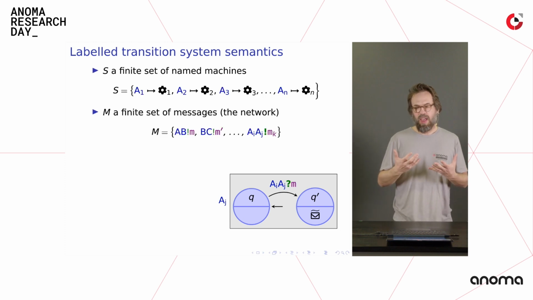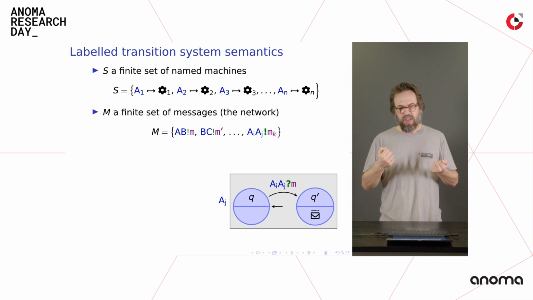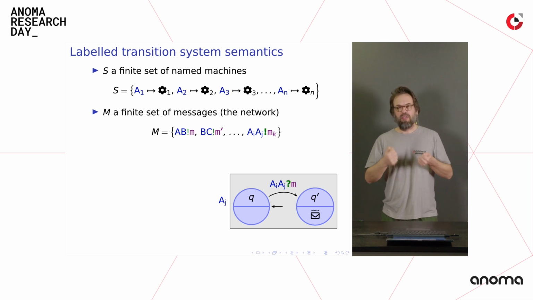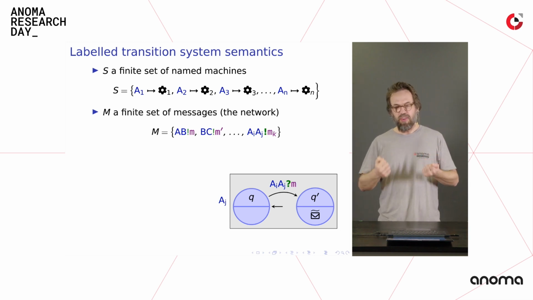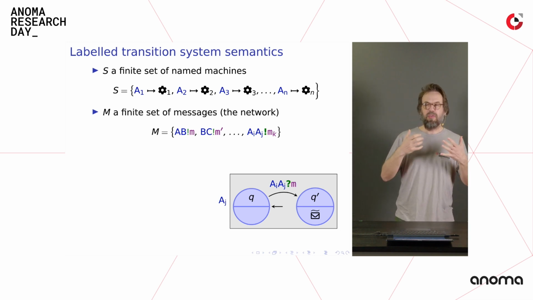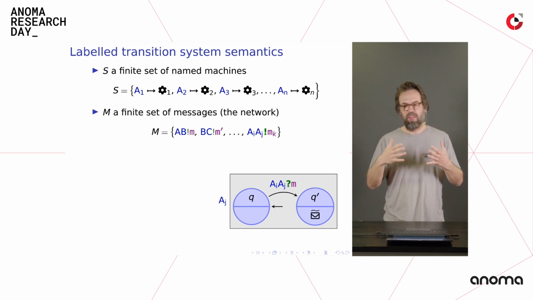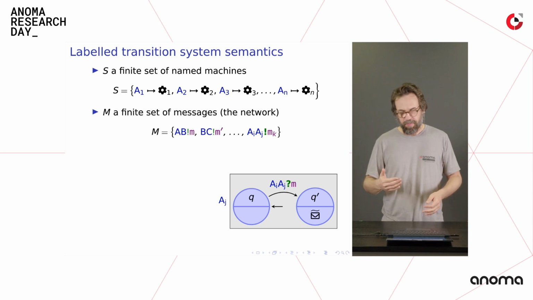So if this happens in the context, well, the context is not just the machine itself, but actually a finite set of named machines, as I call them. So we have a bunch of AIs. These are the participant identifiers, and they are mapped to actual machines. And moreover, the current state of the network is just a finite set of messages with sender and recipient and the payload, right?